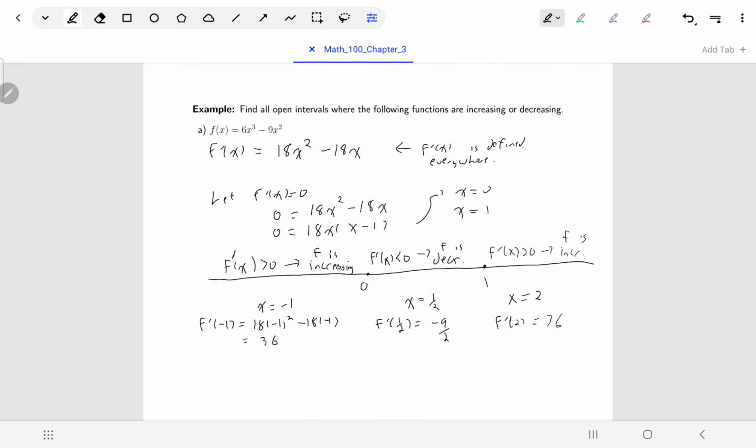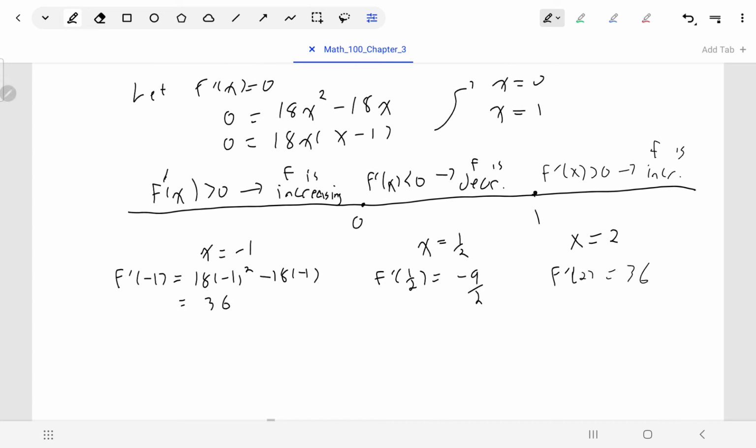Okay, so now we're ready to summarize the intervals where we're increasing and where we're decreasing. Here I'll say, where are we increasing? We're increasing from the far left all the way up to 0, that first interval. That was our increasing interval. And we're also increasing from 1 and onwards to the right.